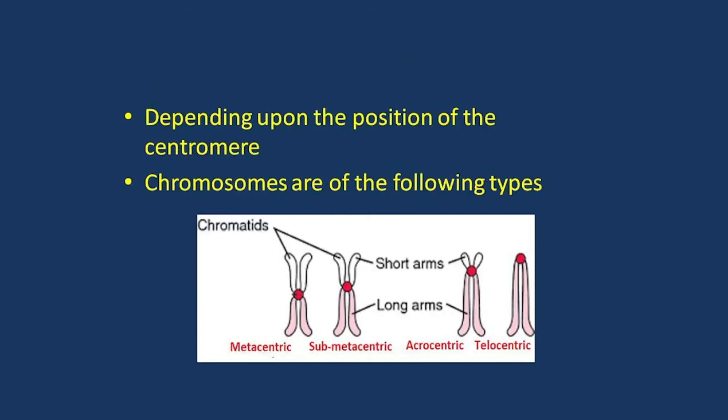Depending upon the position of the centromere, chromosomes are of the following types. Metacentric, in which the centromere is exactly in the middle. Submetacentric, where the centromere is towards one side. Acrocentric, where the centromere is near the end. And telocentric, where the centromere is at the end.